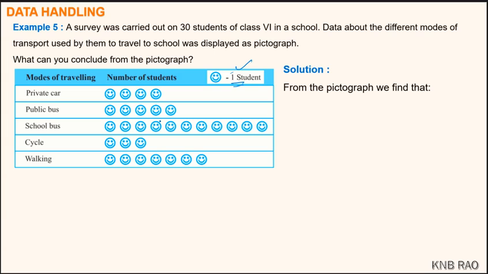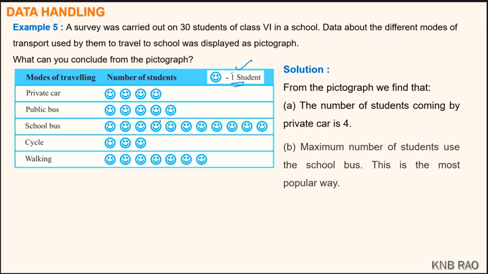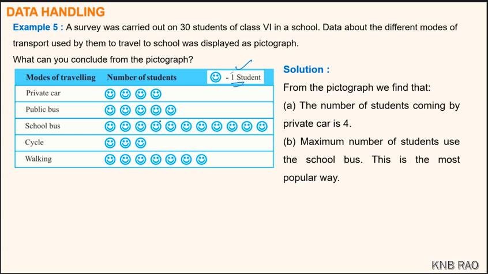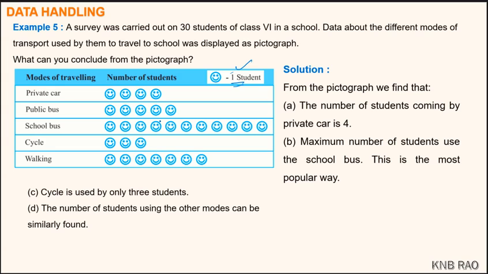Now what would be the solution? From the pictograph we find that the number of students coming by private car is only 4, and the maximum number of students use the school bus to come to school. This is the most popular way. School bus is the most popular way. Another, cycle is used by only 3 students. Now the number of students using the other modes can be similarly found.